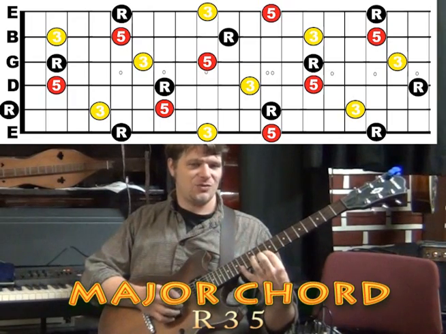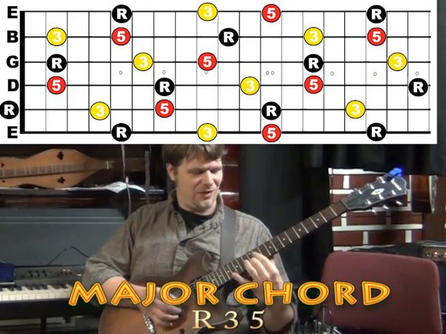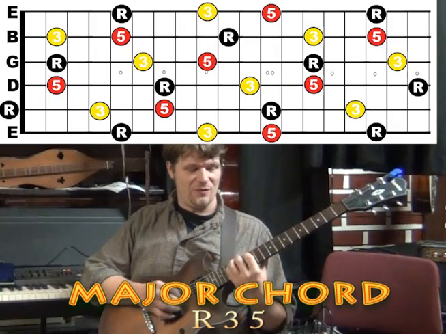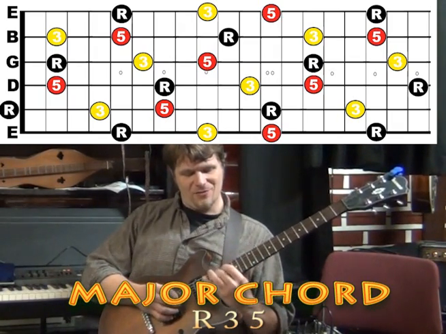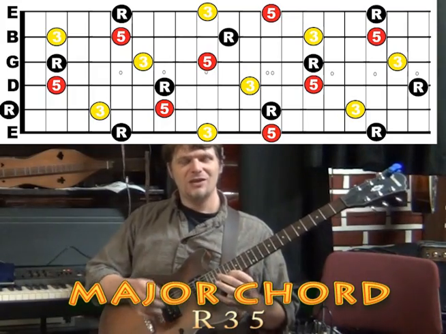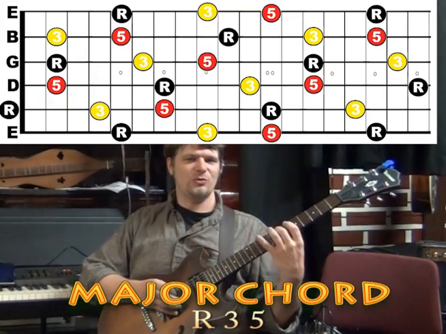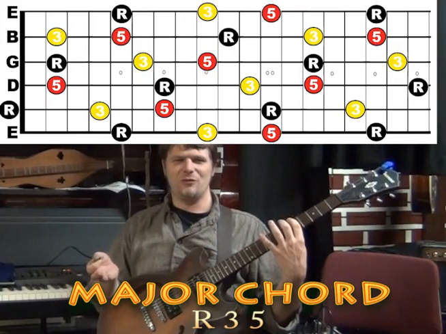And then we could take the next root and do root and 3 and 5, and keep repeating that up the neck. So as long as we're going from those three shapes, then those are the notes that we need for a major chord.